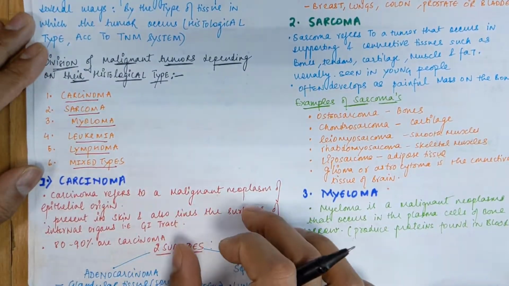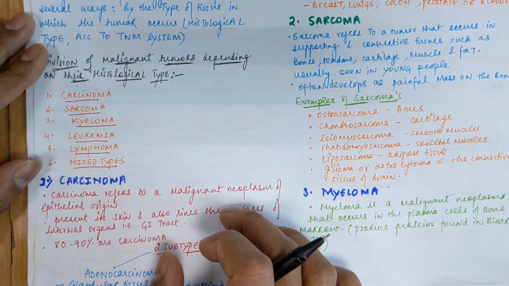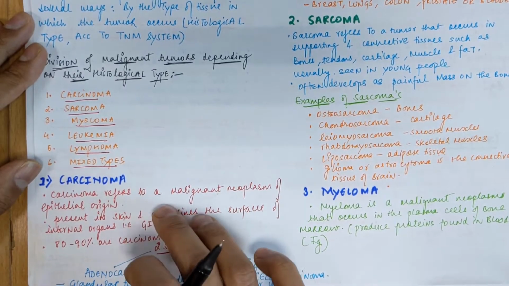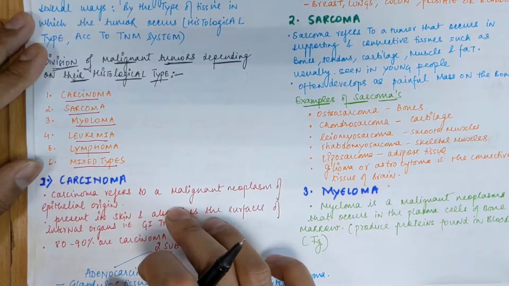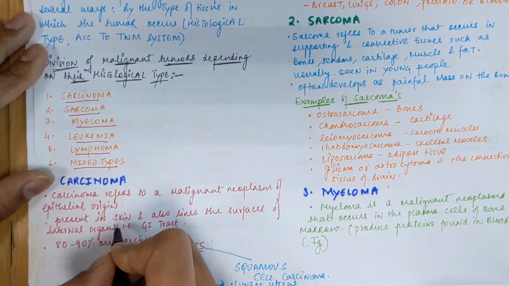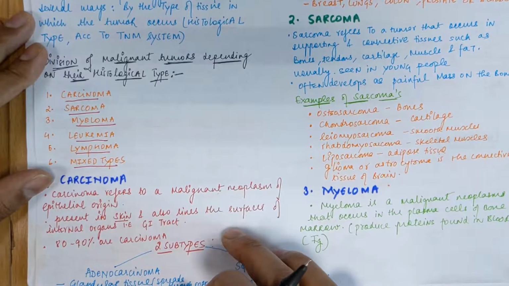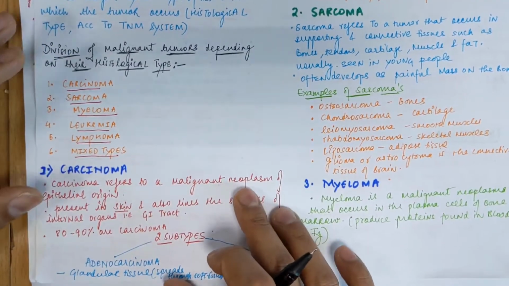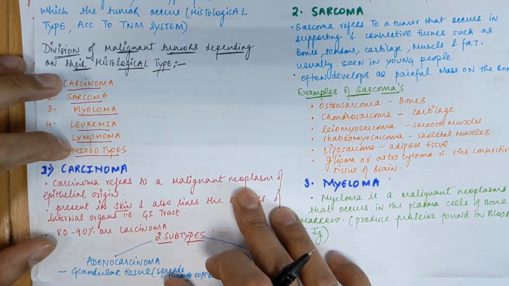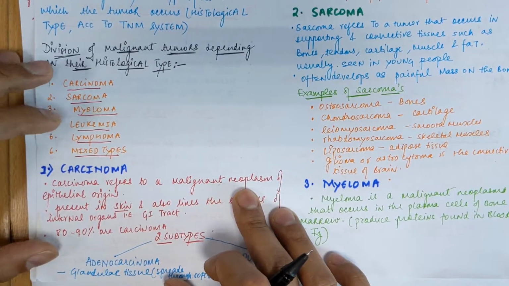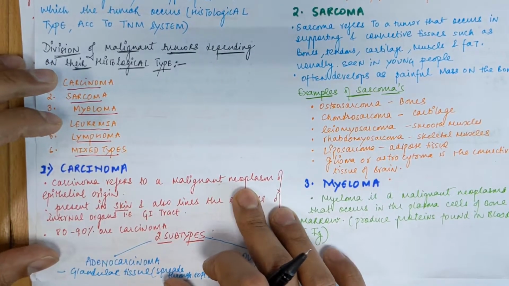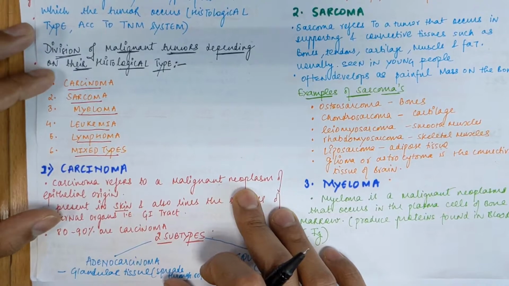Carcinoma refers to a malignant neoplasm of epithelial origin, that is, the epithelial layer of our skin, from where it develops. The epithelial layer also lines the surface of internal organs, such as the gastrointestinal tract. It is the most common and most dominant type of tumor. Between 80 and 90% of cancers are of the carcinoma type.